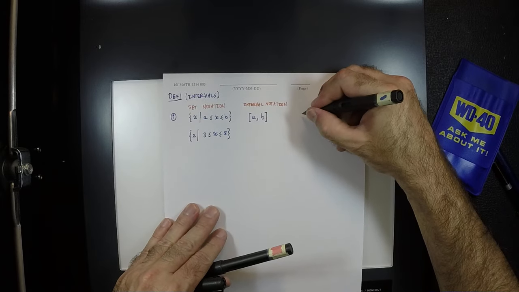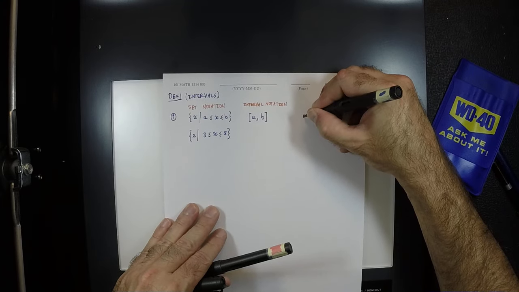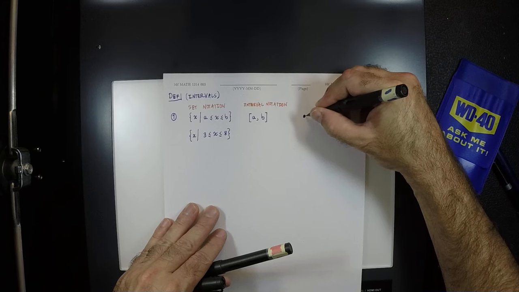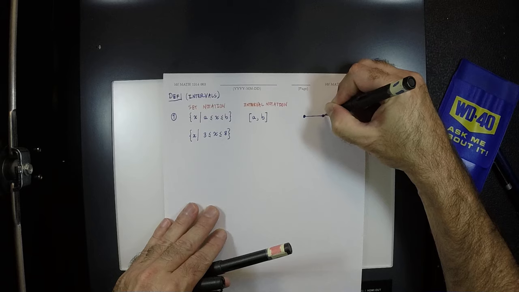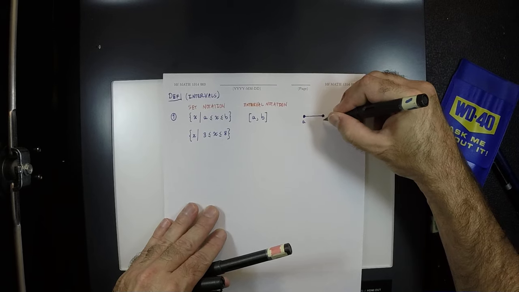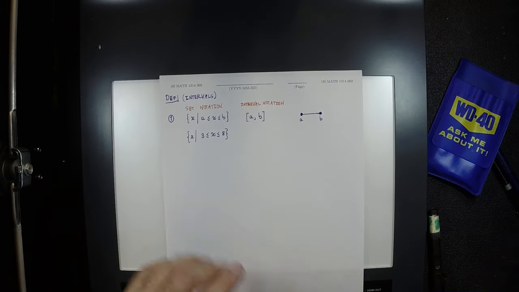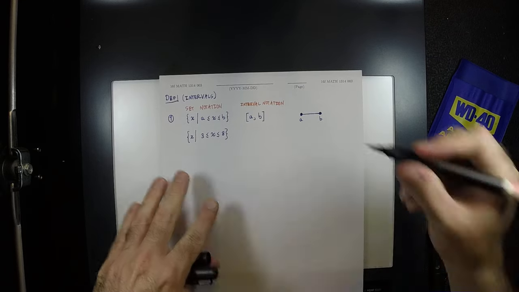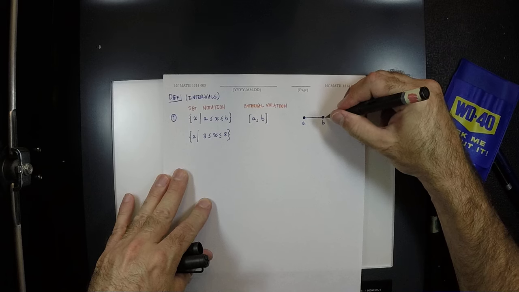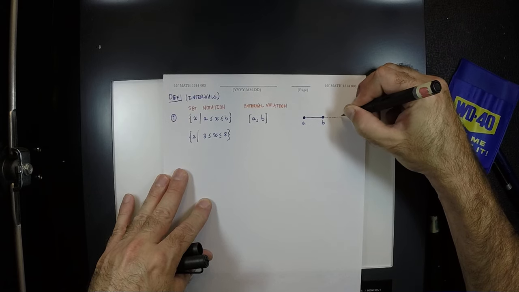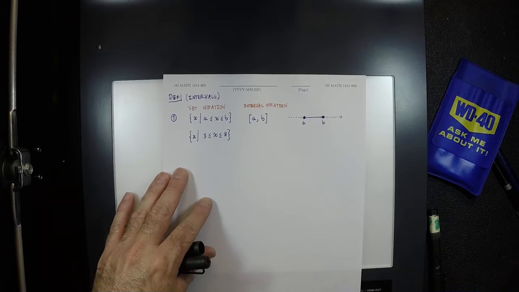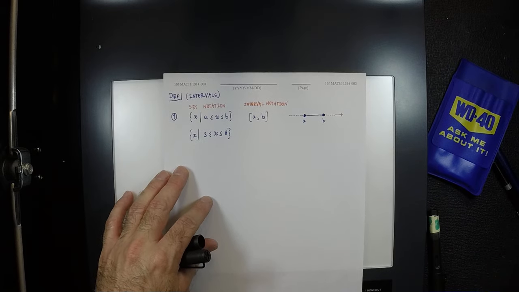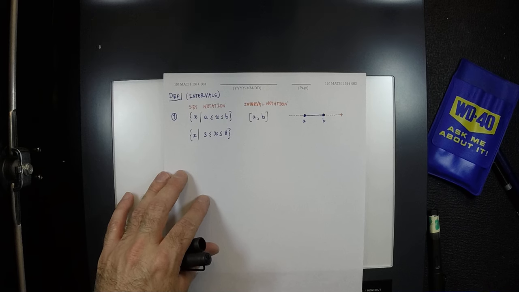Okay, and then you could plot it in this way. So a closed dot connecting to another closed dot, A, B. And this is a piece of the real line. So the real line, the way you plot it, it continues going that way and the other way. So this is the piece of the real line that is between A and B. It includes A and it also includes B.